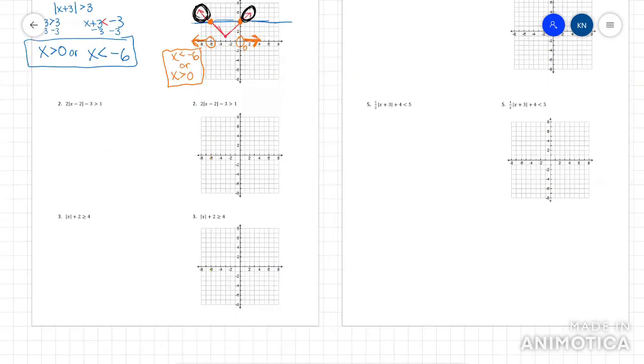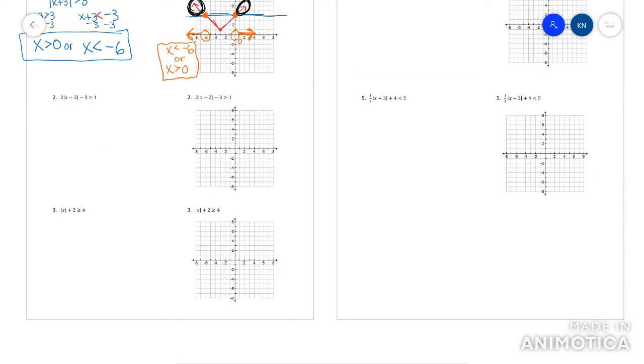Okay, this next one is a bit more challenging on the graphing portion of it. So I'm going to find my HK first. So the HK here is at 2, -3. So 2, -3, put a dot there. Now the slope of this absolute value is 2. So I'm going to rise 2, run 1 either direction, like that. Okay, so this is what this line looks like.